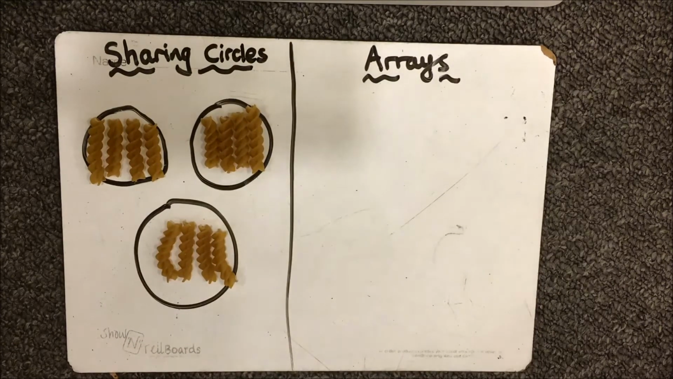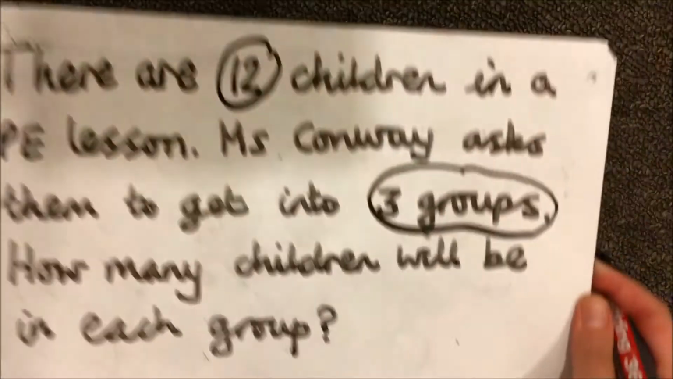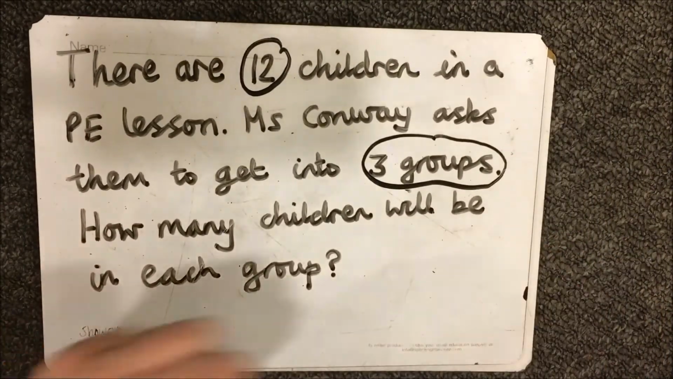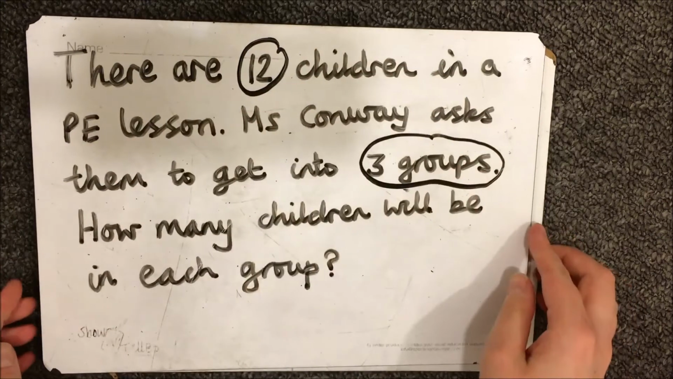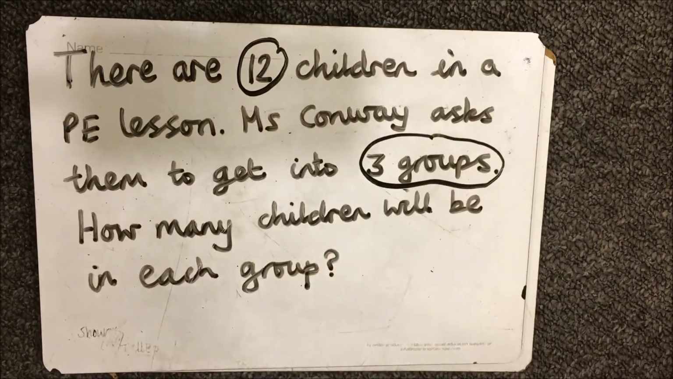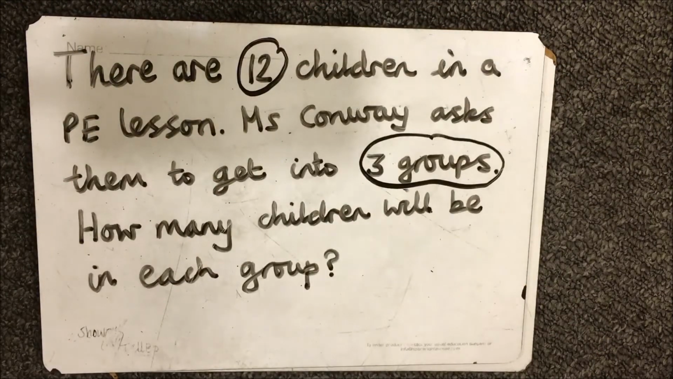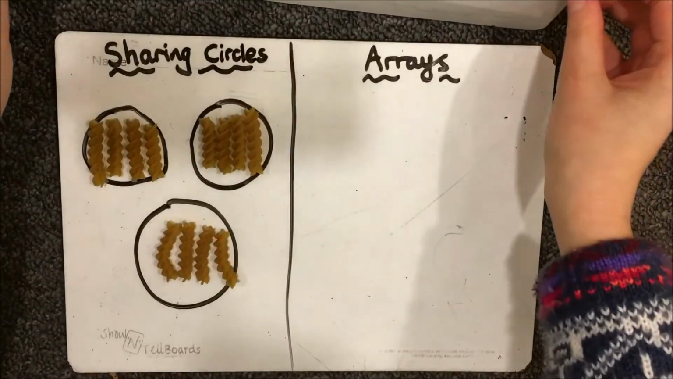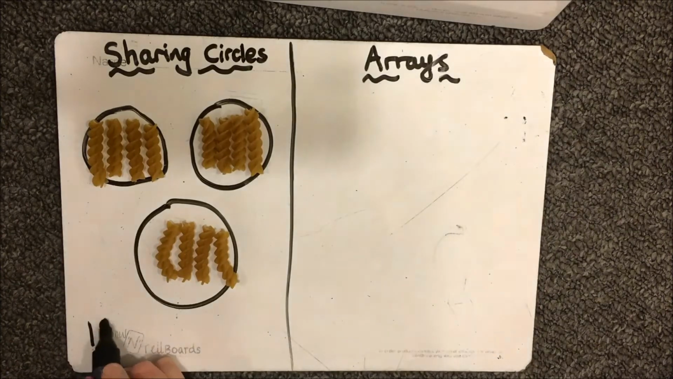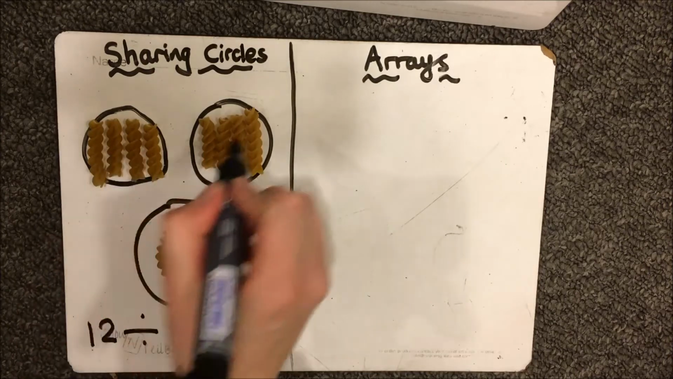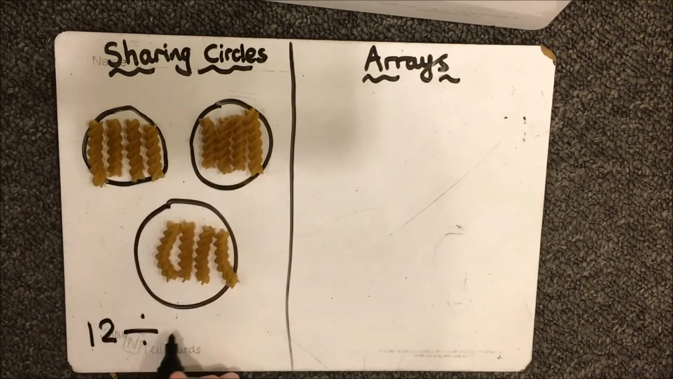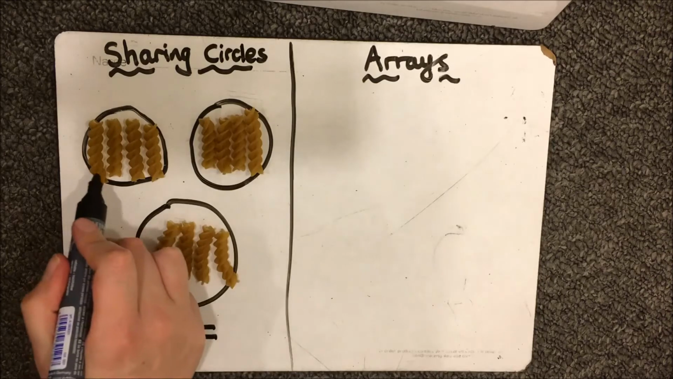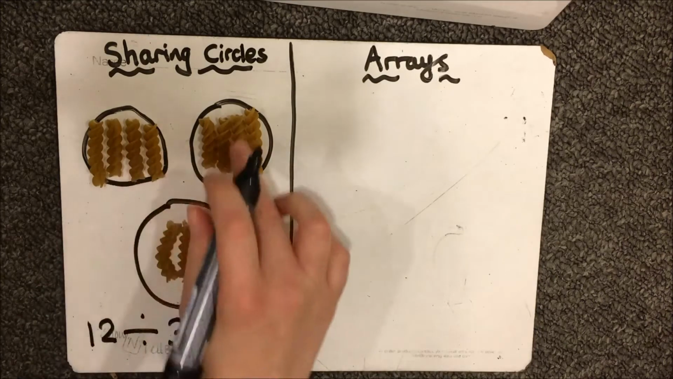How would I write that as a number sentence? Remember, I had 12 children. I shared them or put them into 3 groups. How many children are in each group is the same as what? 12 children shared into 3 groups is the same as what? How many do we have? We have 4. 12 children shared into 3 groups is the same as 4, and I've got 4 in every single group. 4, 4 and 4.